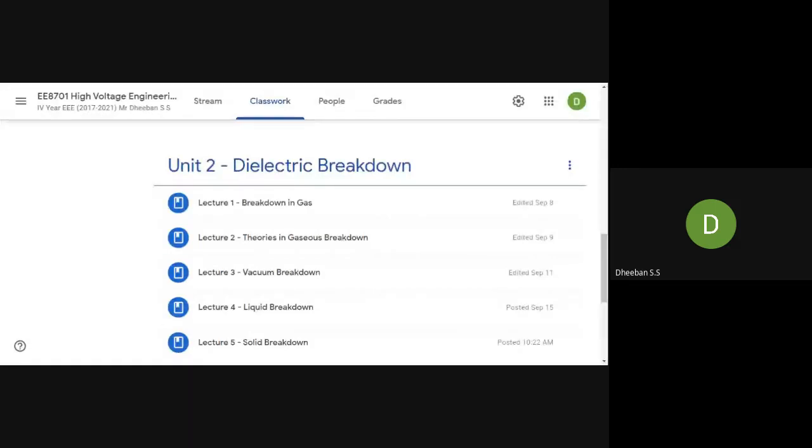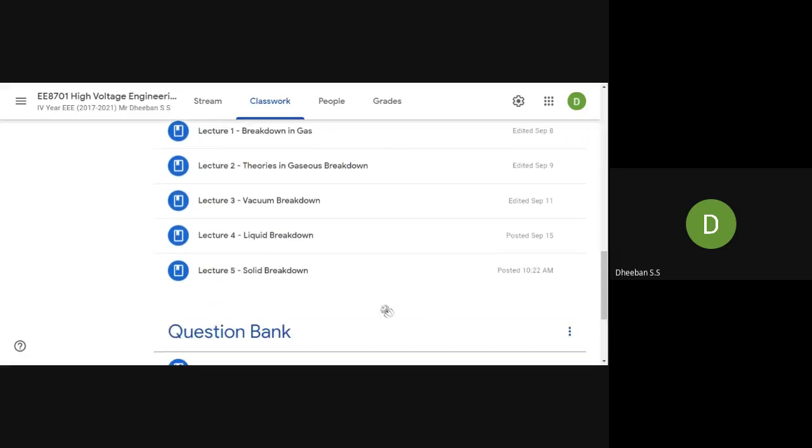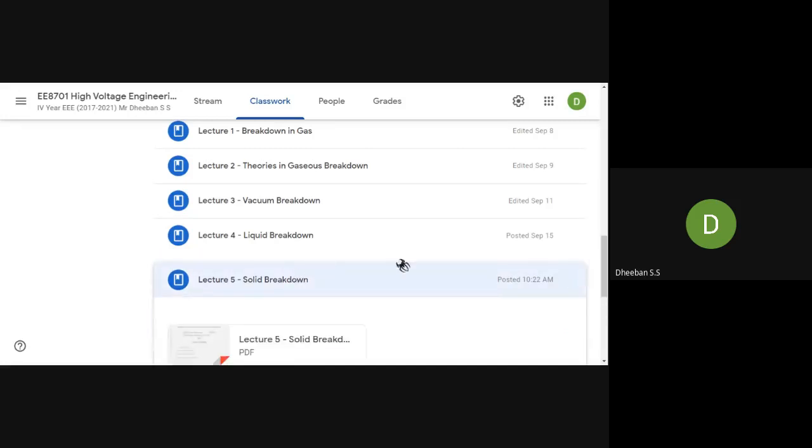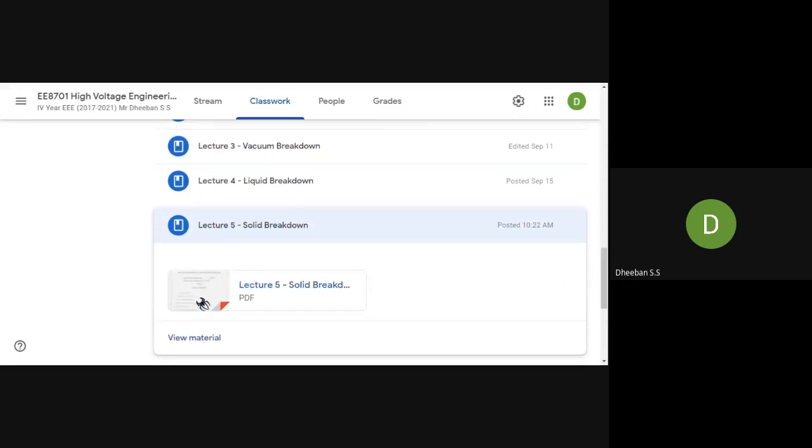In the dielectric breakdowns, we have been classifying them based upon the medium in which the breakdown has occurred. It starts with the gaseous medium, followed by the vacuum medium. After that, liquid breakdown, the liquid medium. And today we will be moving on to solid breakdown. The last class we went through the liquid breakdown. So today's class we will be going through the solid breakdown.